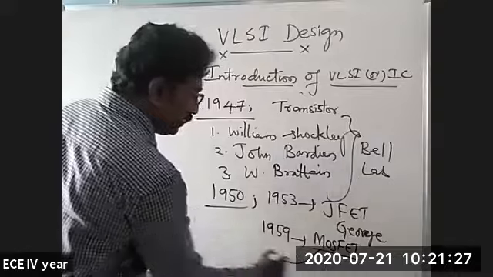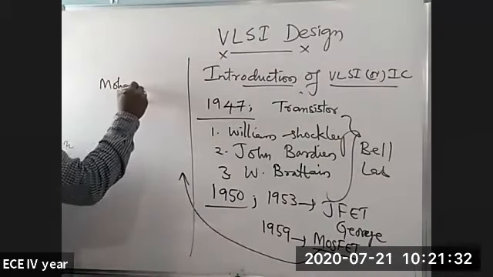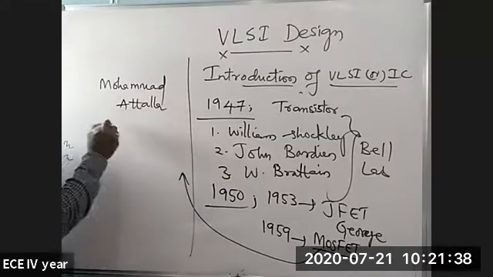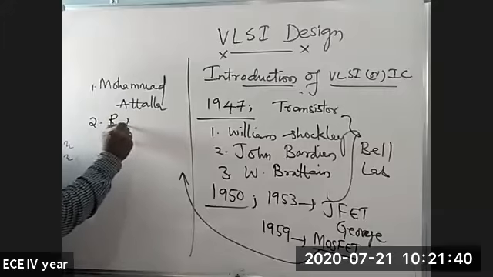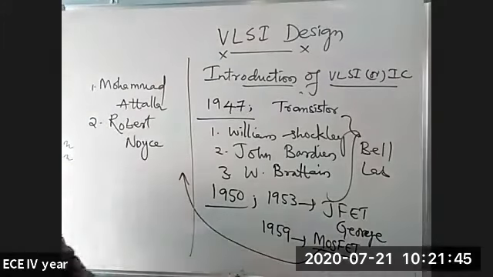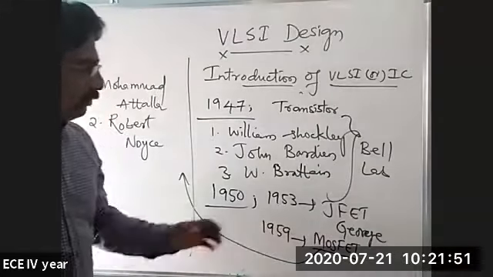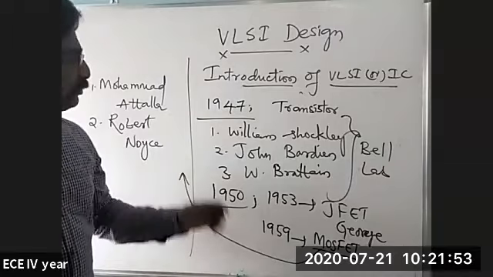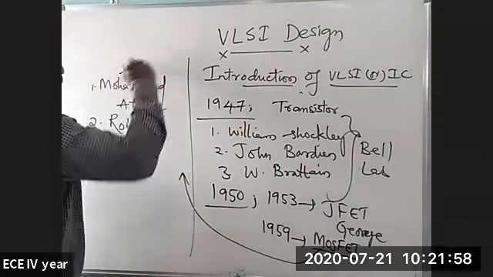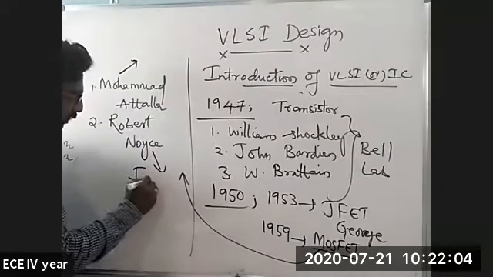This MOSFET was invented by the scientist Mohammed Atalla and another scientist called Robert Noyce. These are the two main scientists who worked upon this device called the MOSFET, and they invented it. Mohammed Atalla used to work for Bell Labs, and the other used to work for Fairchild.